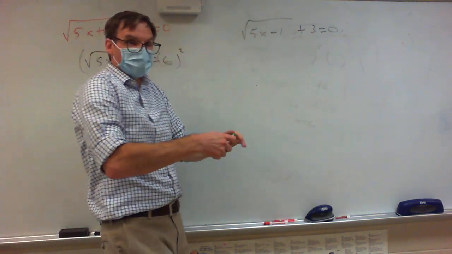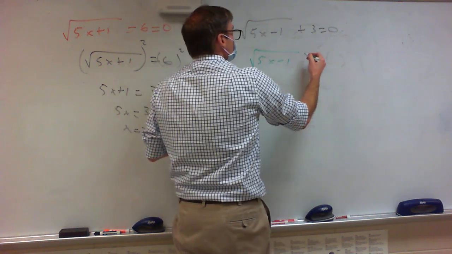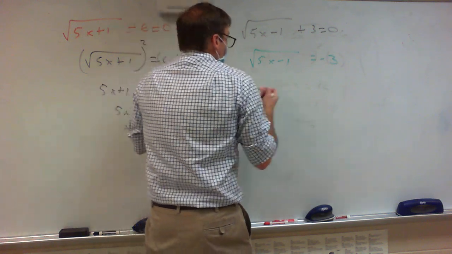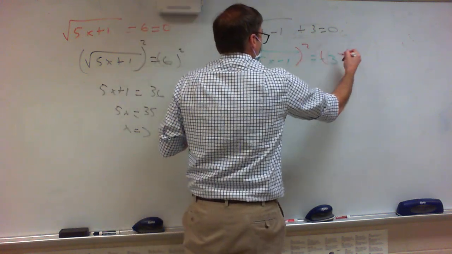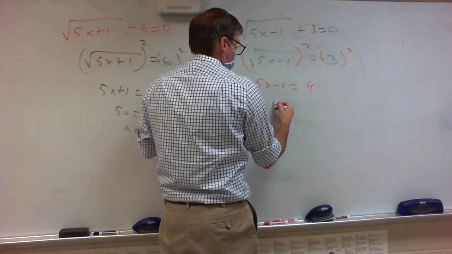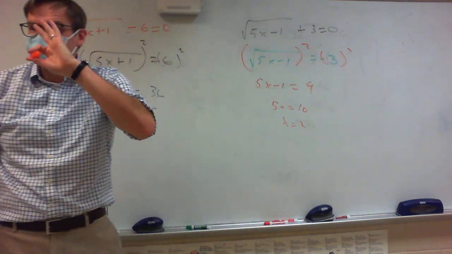Get the square root by itself. And so we end up with the square root of 5x minus 1 is equal to a negative 3. And let's see, we square both sides and end up with 5x minus 1 is equal to 9. 5x is equal to 10. X is equal to... Did everybody do something that's similar to that?